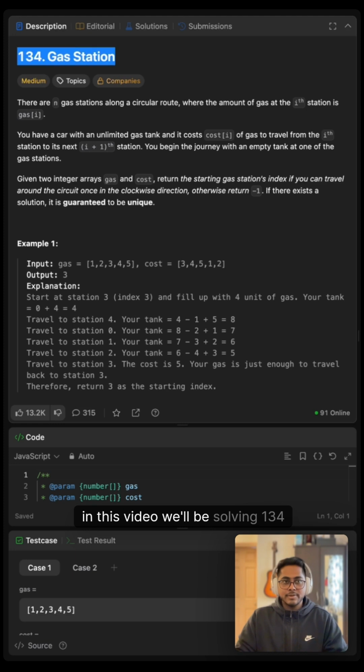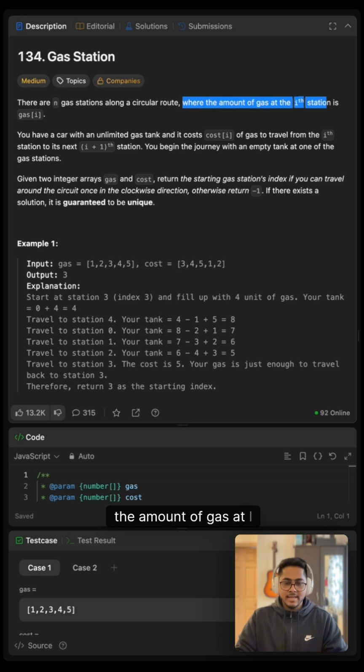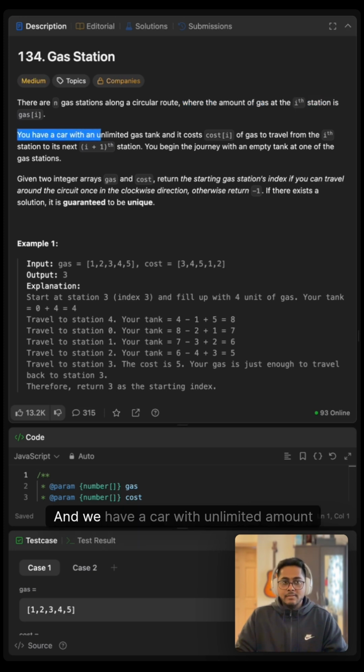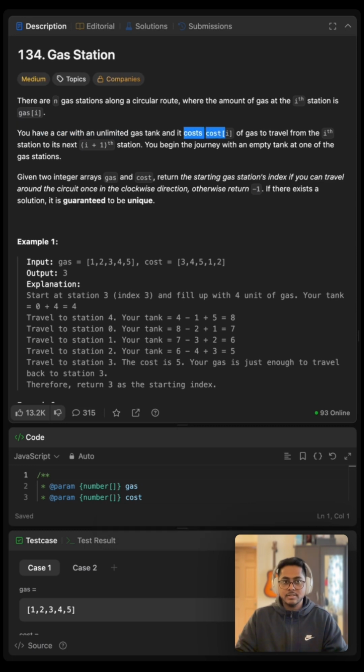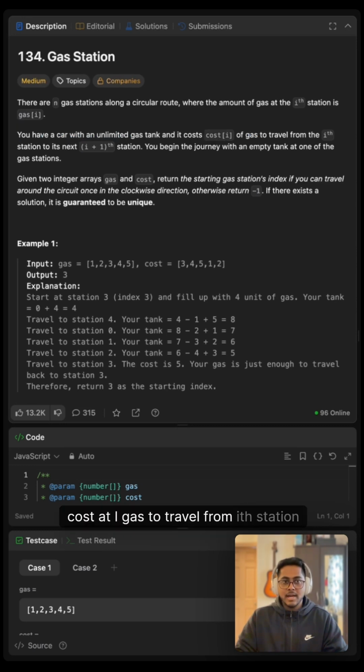In this video, we'll be solving 134 Gas Station. We are given n gas stations along a circular route, where the amount of gas at i is its value. We have a car with an unlimited gas tank, and it costs cost at i gas to travel from the ith station to the next, i plus 1, station.